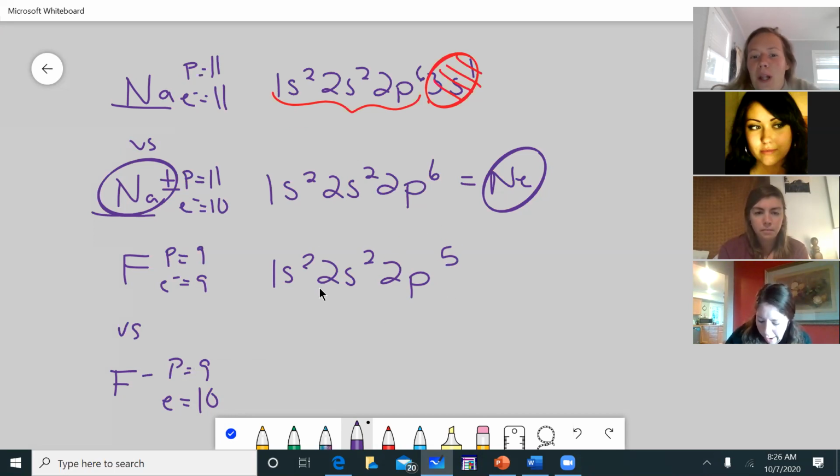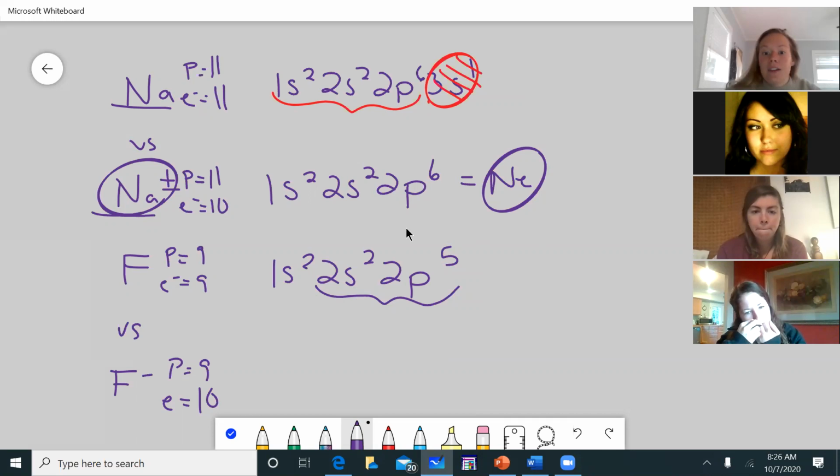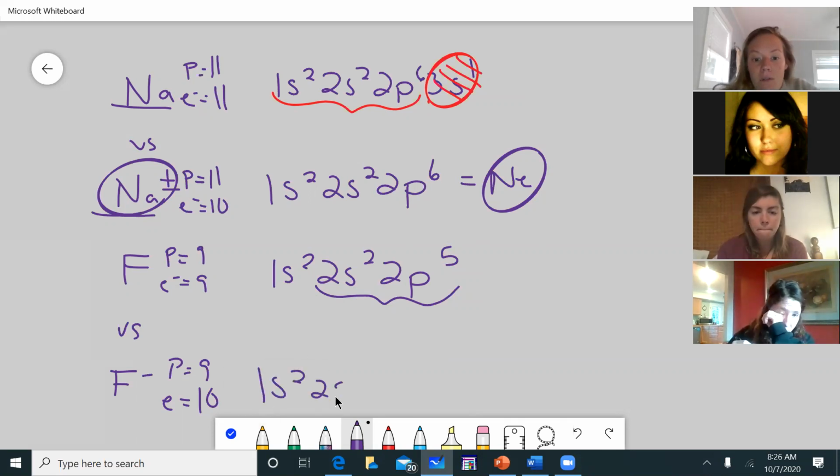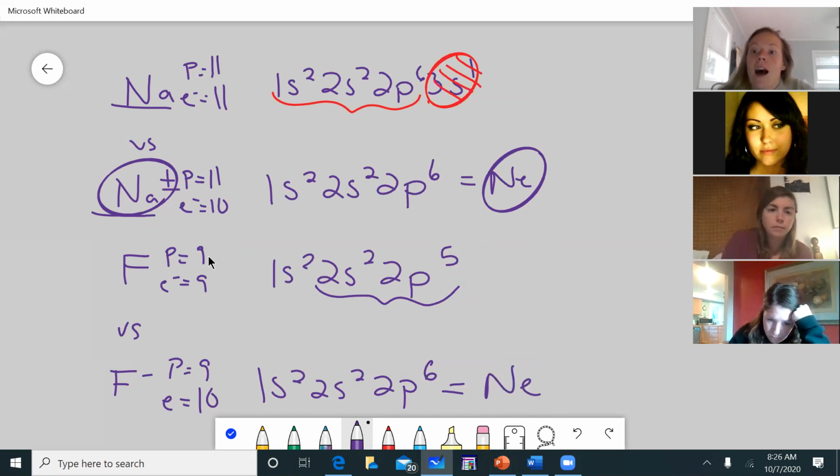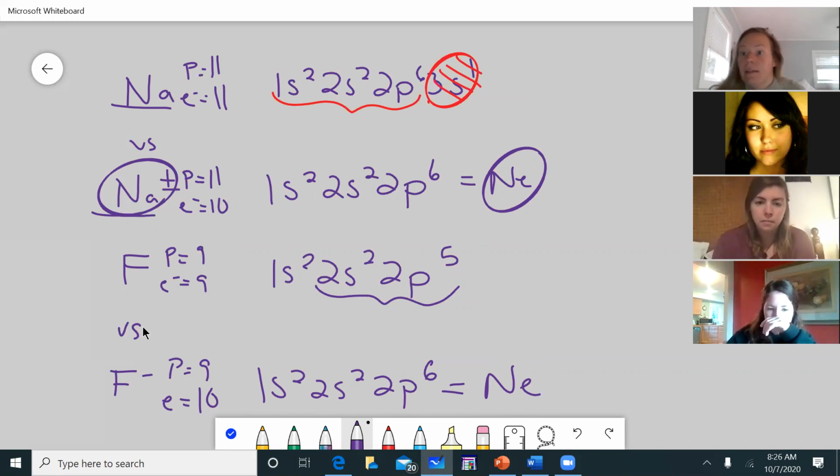Oh, it's so close, isn't it? Isn't this so close to being complete? If I just had one more electron, it would have the noble gas configuration of neon. So what fluorine does is it steals an electron from out there in the ether and gives itself this configuration when it's charged. What is the configuration of this? Neon.